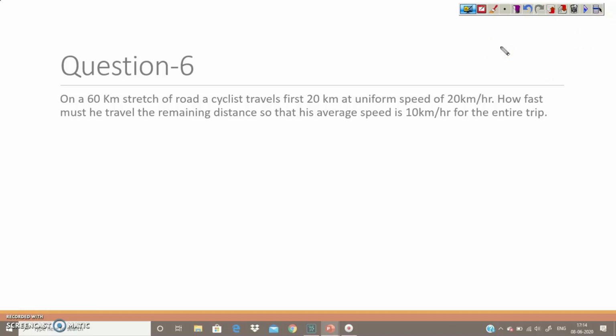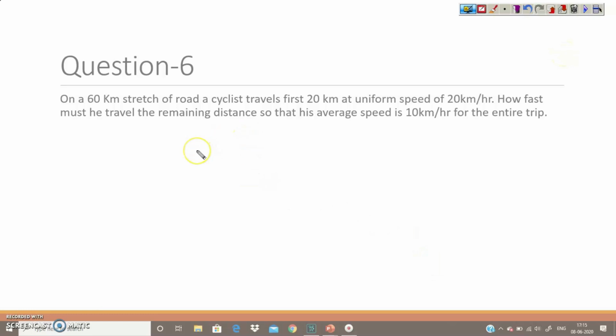Let me read the question first. On a 60-kilometer stretch of a road, a cyclist travels the first 20 kilometers at a uniform speed of 20 kilometers per hour. How fast must he travel the remaining distance, that means the remaining 40 kilometer distance, so that his average speed becomes 10 kilometers per hour? Now, let's see how we will do it.